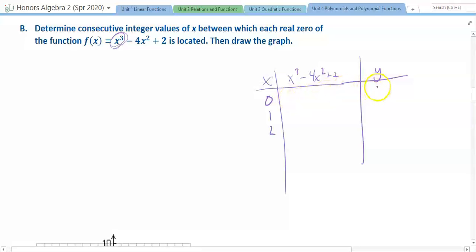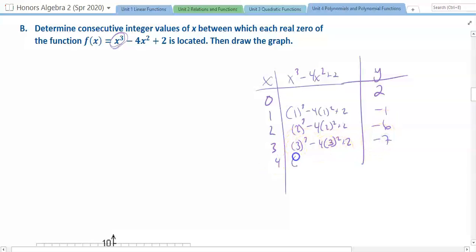And so plugging in the 0, obviously we're going to get 2 here for the y. When we plug in 1, we get 1 cubed minus 4 times 1 squared plus 2, so that's 1 minus 4 plus 2, so 3 minus 4 is negative 1. Plugging in 2, we're going to get 2 cubed minus 4 times 2 squared plus the 2, and so that's 8. This will be a negative 16 plus the 2 is going to give us negative 6. We plug in the 3, we're going to get 3 cubed minus 4 times 3 squared plus the 2, and so it's going to be 27. This is 9, and so it's negative 36 plus the 2 is going to give us negative 7.